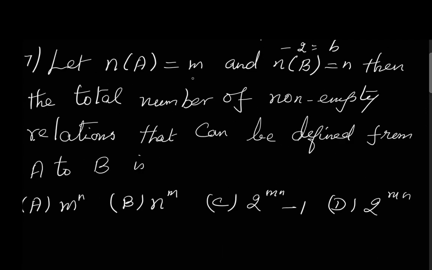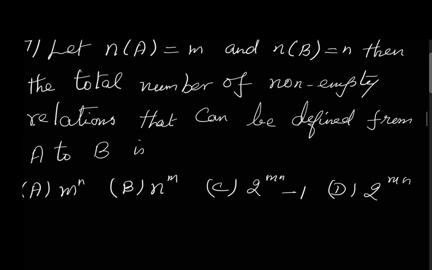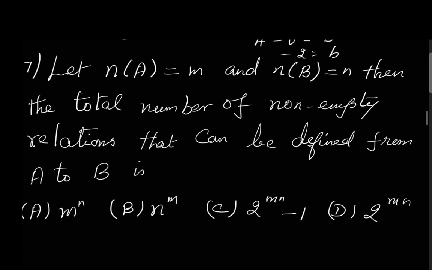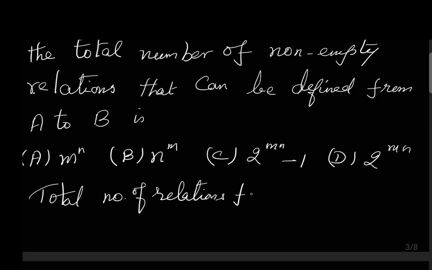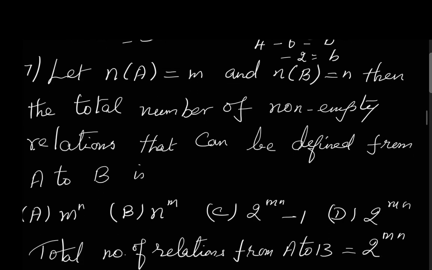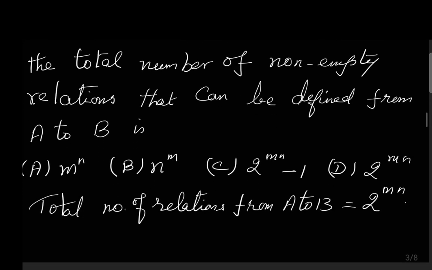Seventh sum. Let n of A equal m and n of B equal n. Then the total number of non-empty relations that can be defined from A to B. See, actually the total number of relations from A to B is equal to 2 to the power of mn, because the set A has m elements and the set B has n elements. So 2 to the power of mn.